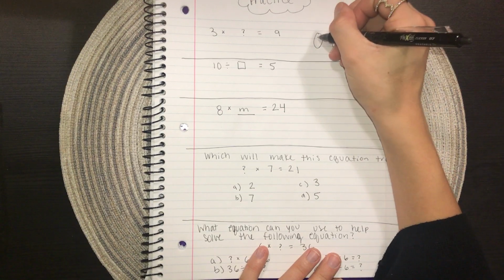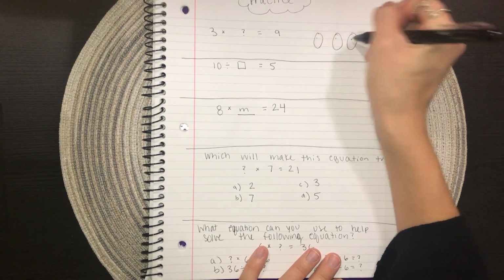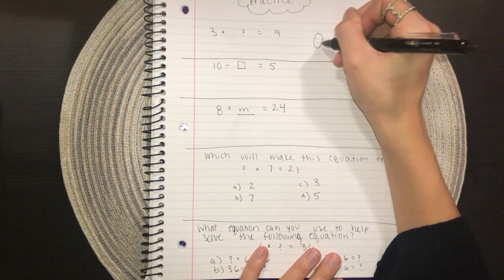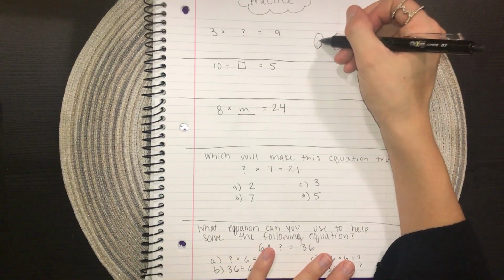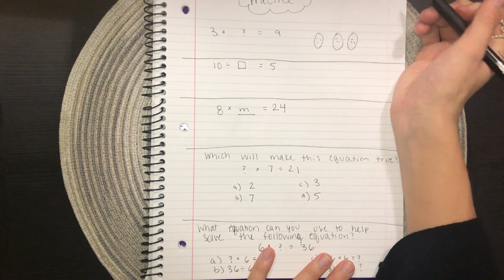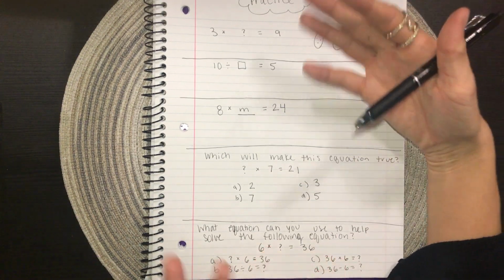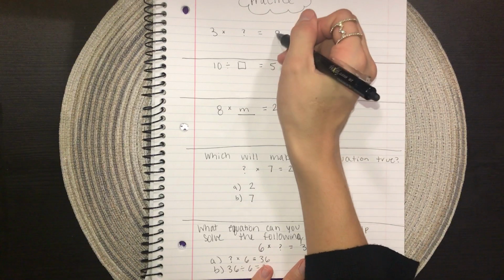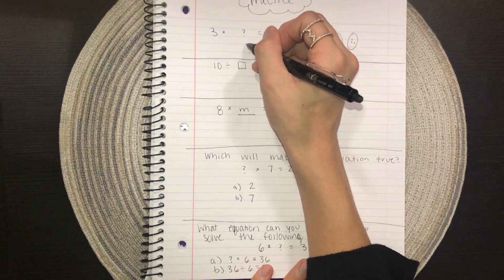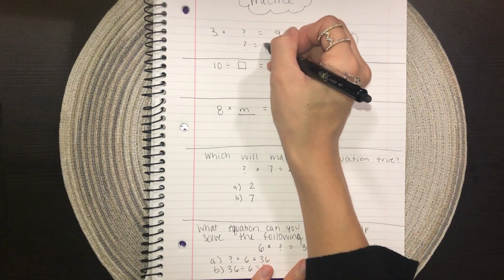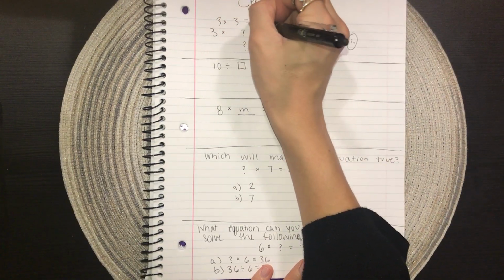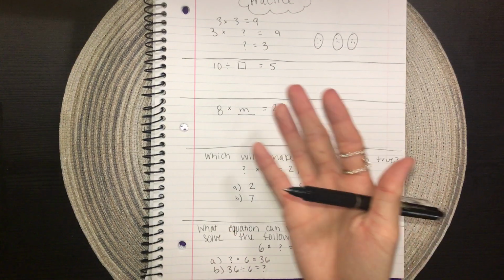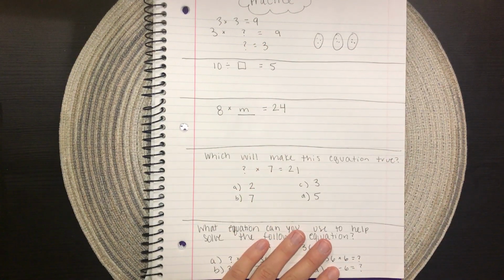So I'll just do dots. 1, 2, 3, 4, 5, 6, 7, 8, 9. So I stop because I've reached 9, and there are 3 equally within each of the 3 groups. Therefore, 3 times 3 equals 9. So now what we're missing is the question mark. So question mark equals 3, or 3 times 3 equals 9. I'm just showing you a few different ways that you might see it.